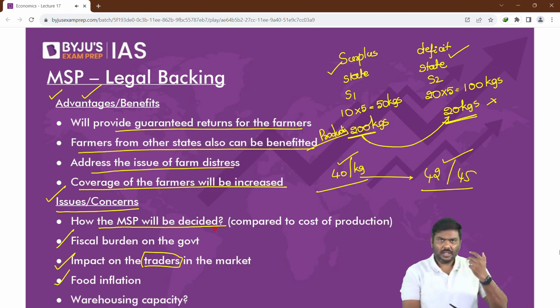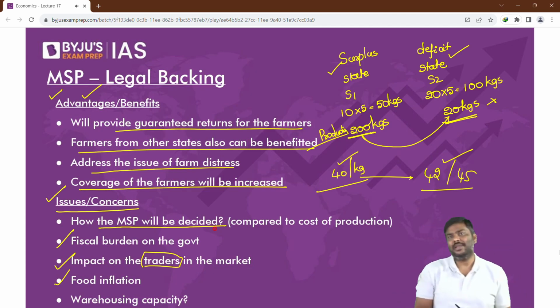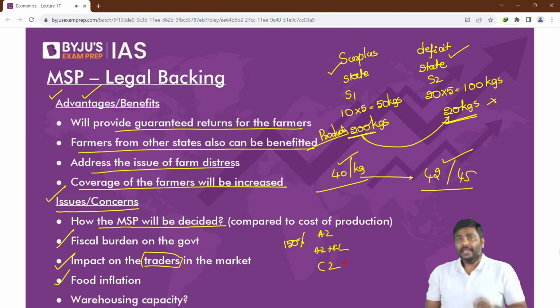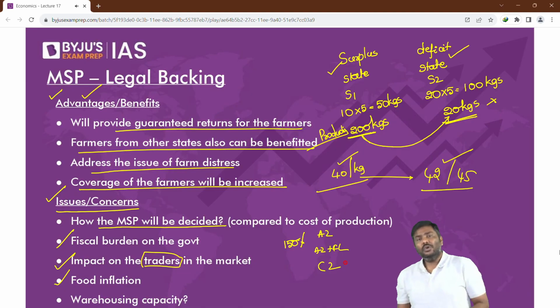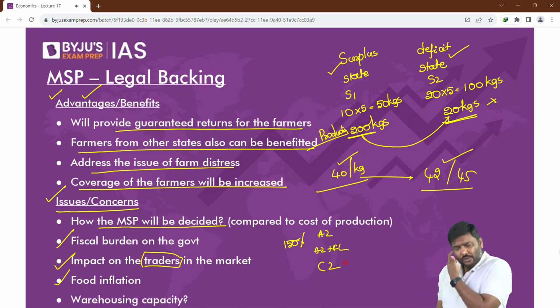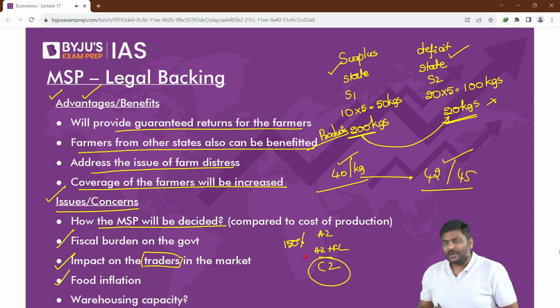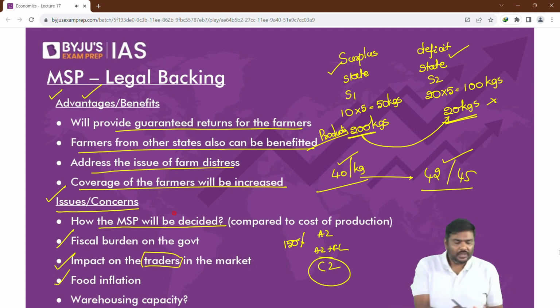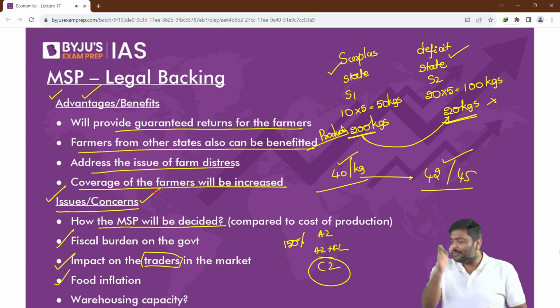Done? And finally, how will the MSP be decided? How is the government going to decide MSP? Please tell me, if you're a farmer, would you want to get 100% of A2, A2 plus FL or C2? If you're a farmer, would you want to get 150% of A2, A2 plus FL or C2? All of you should be very clear now. Sir, I want to get 150% of C2.